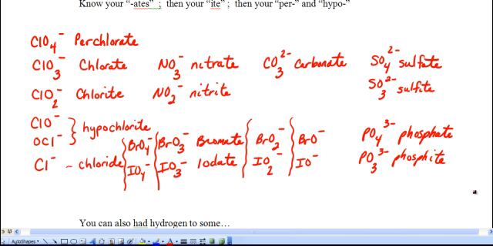Finally, you can add hydrogen to many of these polyatomic ions. And in fact, we're running a little bit short on time, so I'm going to just stop right here and then finish off this section in the next podcast. Stay tuned. We'll see you back in just a couple of minutes.